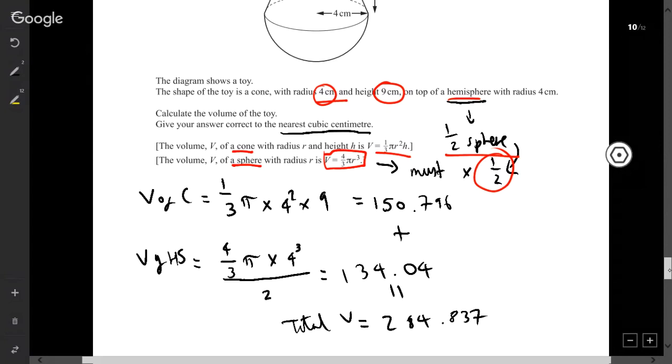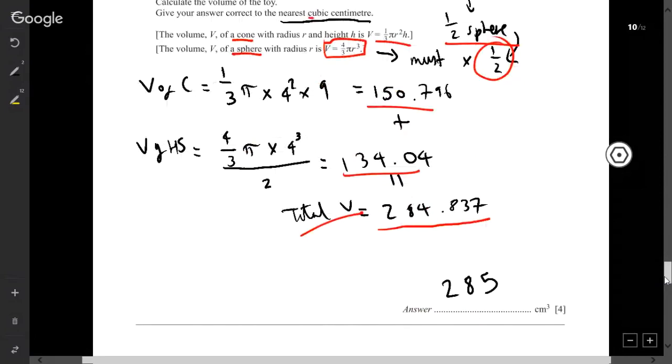134.04. So what we're going to do there is add both of these up to get the total volume, and that is 284.8. And they want it to the nearest cubic centimetre, so we just see that we can round that up. It becomes 285.